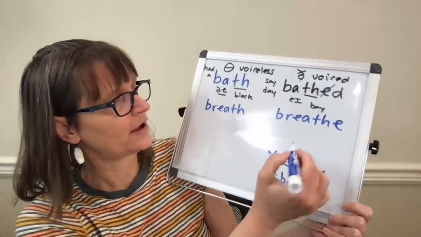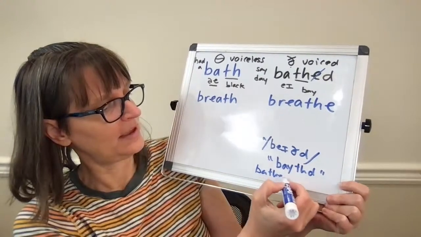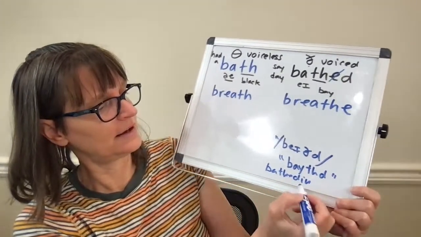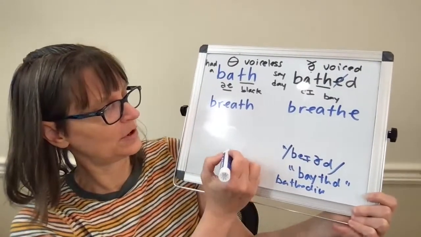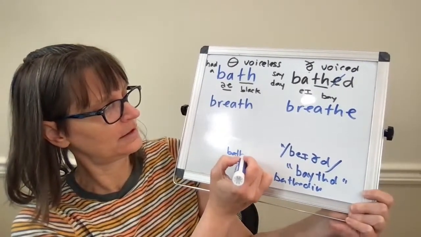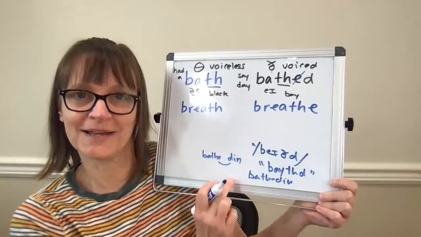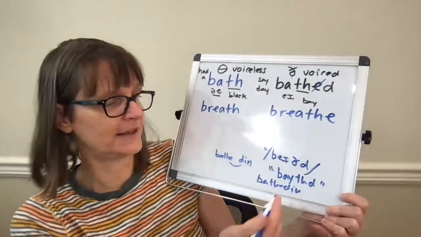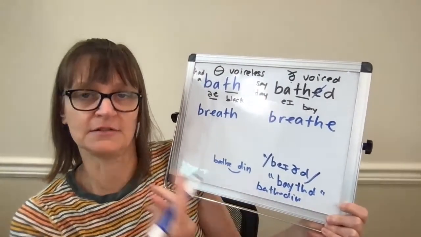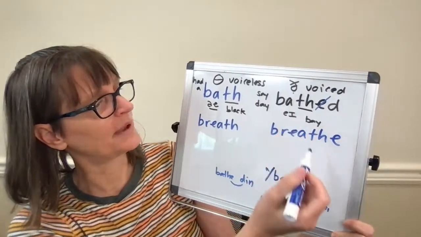So one thing that can help is saying something like, for example, bathed in water, bathed in. That ends up being more like bathe-din, where as I'm linking that, I can put my D on the next word. It's easier then to say bathed in than just to say bathed by itself. So that's how we do the target word bathed.